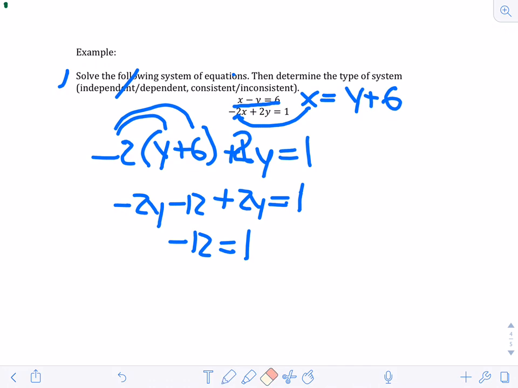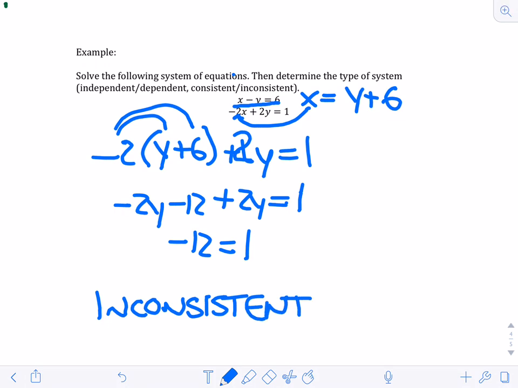Well, this is the kind of nonsensical work that you will come to realize is an inconsistent equation. This never holds. Negative 12 will never equal 1.